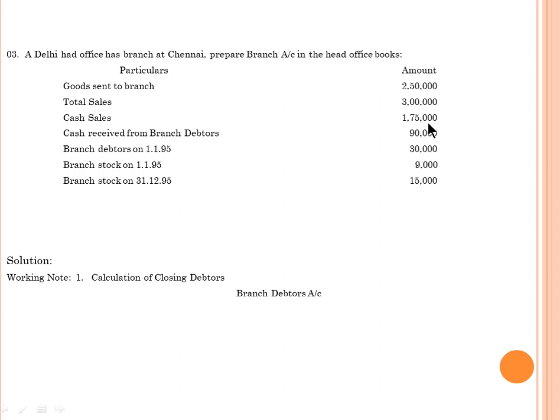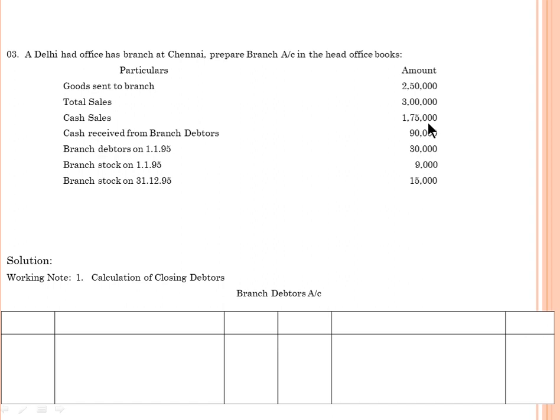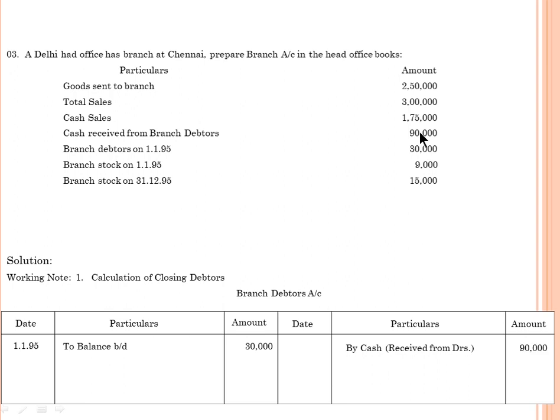Write down the heading, branch debtors, and divide the six columns: date, particulars, amount, and date, particulars, amount. From the debit side, to balance brought down how much? 30,000. And here by cash received from debtors, how much is given? 90,000. And here we don't have any allowance, bad debts or discount. To credit sales, 1,25,000.